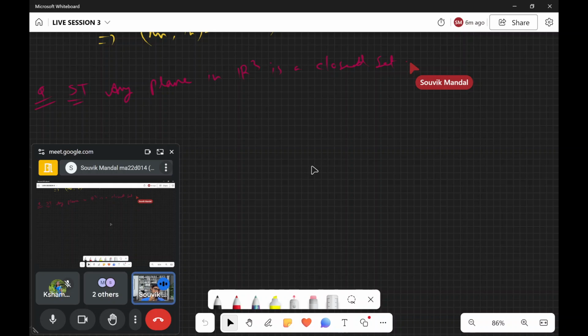It will be very much difficult. So what will we do instead? Instead, you can try to show the closedness by using the sequential criterion. That is, consider a sequence in the plane which converges to some point. Then try to show that the point of convergence is also a point in that plane itself. So try to approach it by yourself. I shall be back after two minutes.